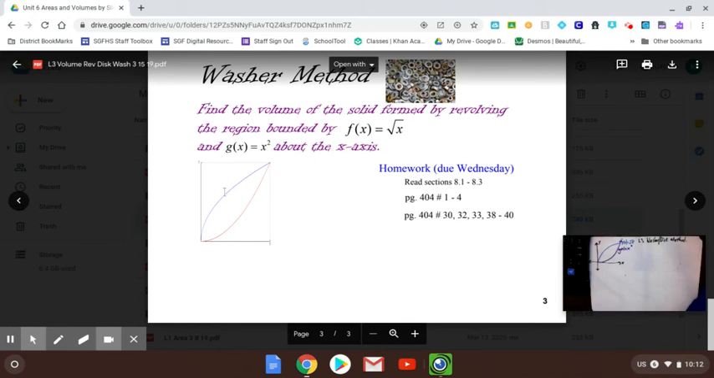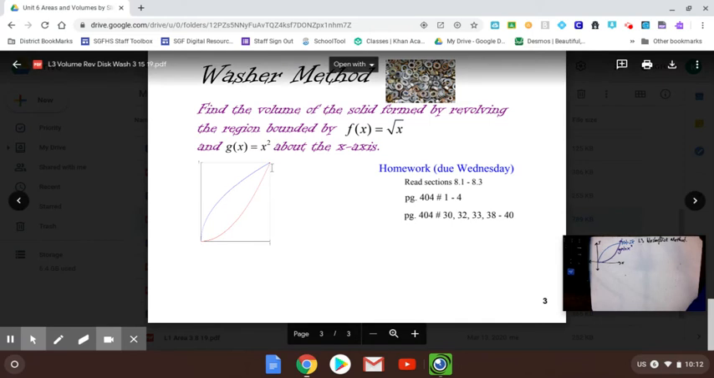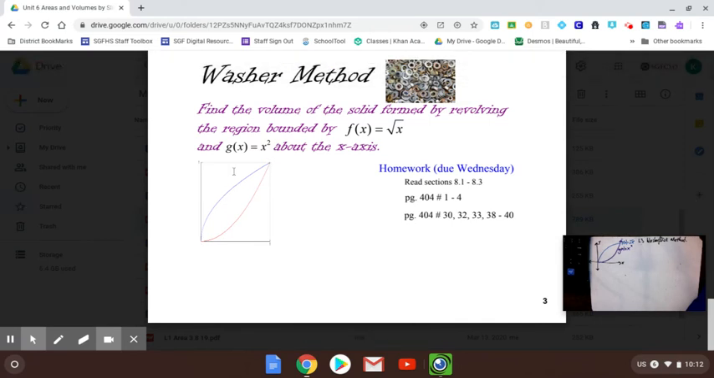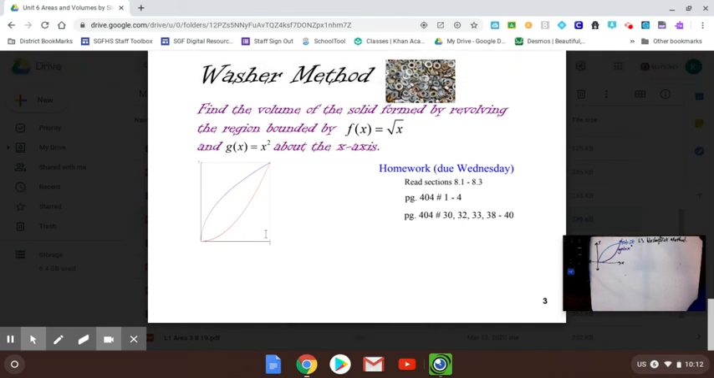So that's the picture. We've got the blue graph representing radical x. We've got the red graph representing y equals x squared. We don't know the bounds. Actually, yes, we do. We're going from y equals 1 and x equals 1. So we just got to figure out how we're going to do this using a slice.